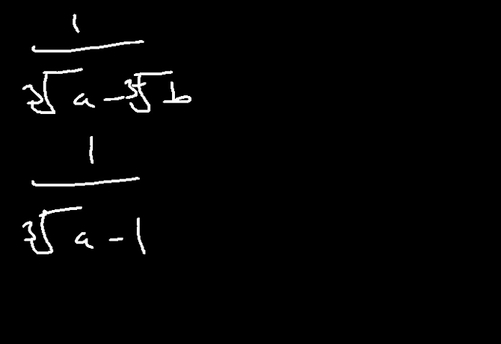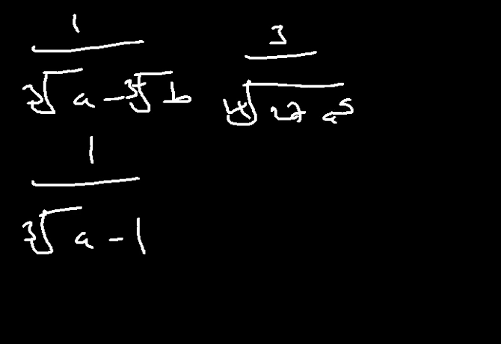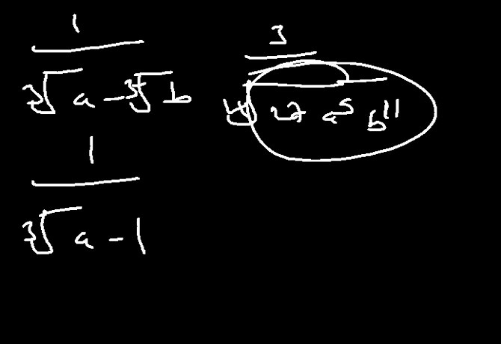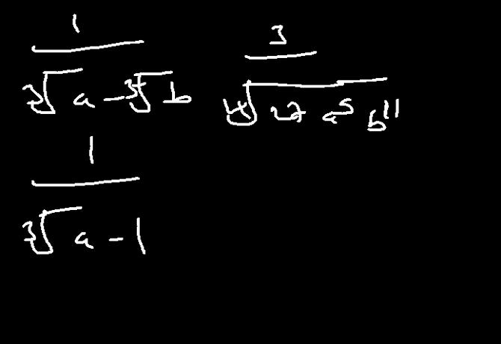And what if we have this case? Try to go through this. Let's say we should rationalize 3 over the fourth root of 27 a to the power 8 times b to the power 11. So try to go through this and see how best we can rationalize that one.